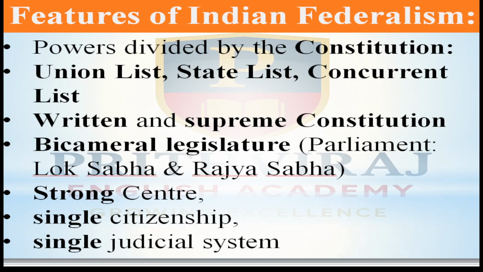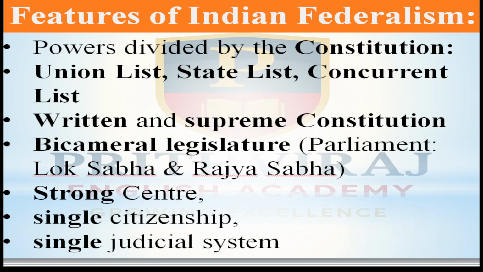So in India we have three subject lists. One is the Union List, on which only the union or central government makes laws, for example foreign affairs and chemicals. Second is the State List, on which only the state can make laws. Third is the Concurrent List, on which both the central government and state government can make laws.